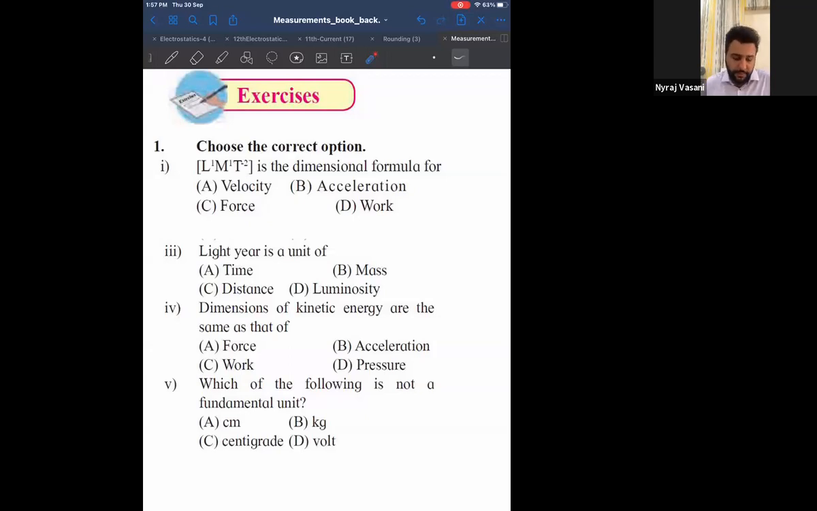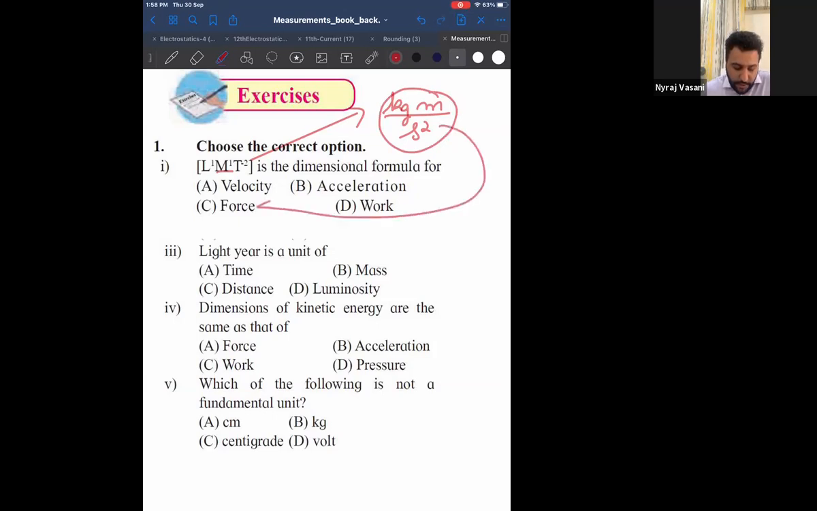Okay, look at this. L1 M1 T minus 2 is the dimensional formula for... L1 means length 1. Length 1 is meter. M1 means kg. T minus 2 is per second square. Therefore, kg meter per second square is the unit of what? You know that kg meter per second square is the unit of force.